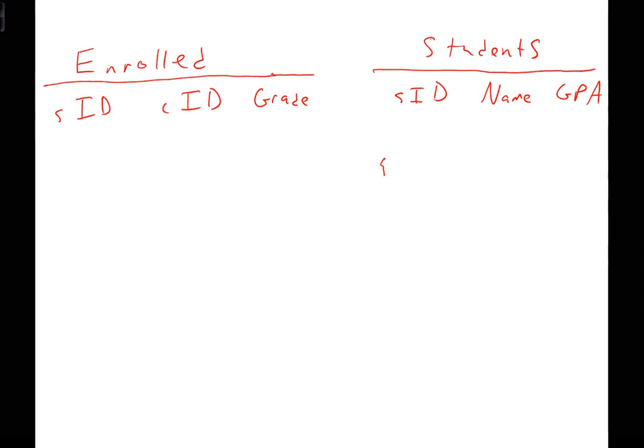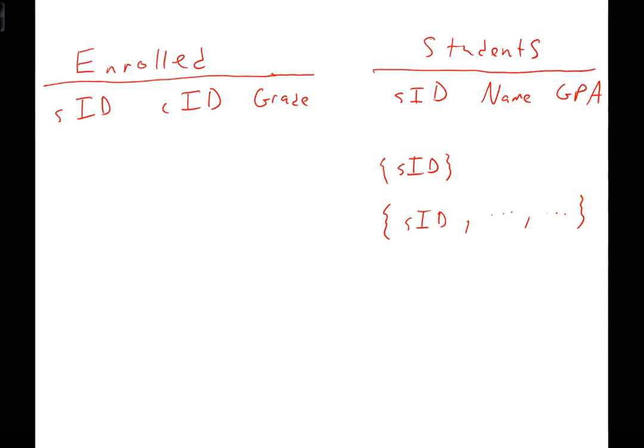SID is a super key because by definition it's always unique, which also means that SID plus anything is a super key. Okay? So we'll get the easy stuff out of the way first.